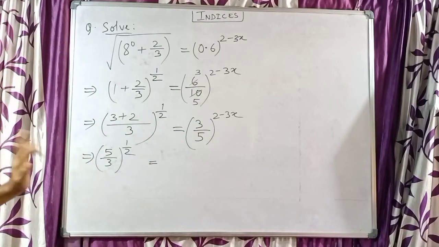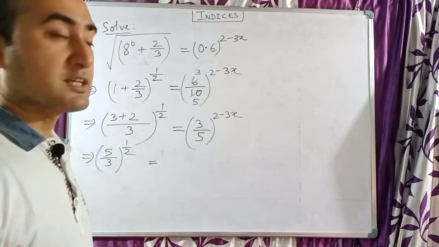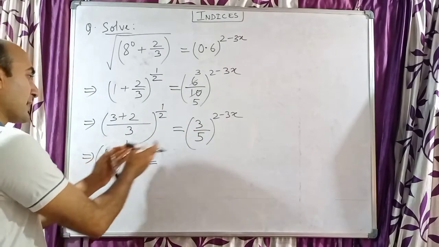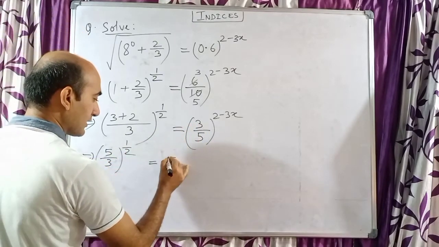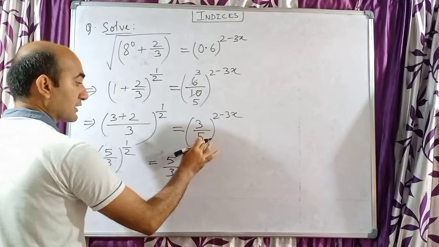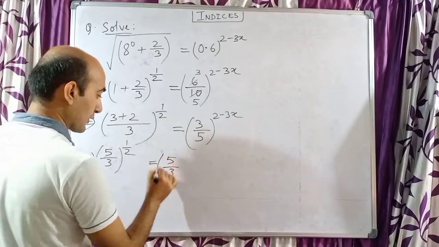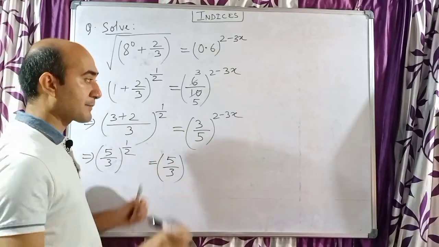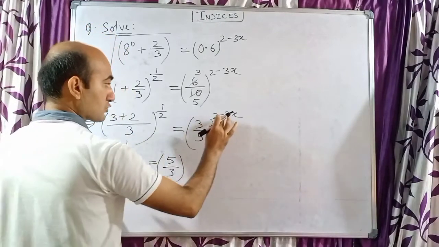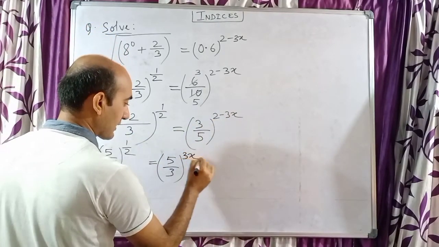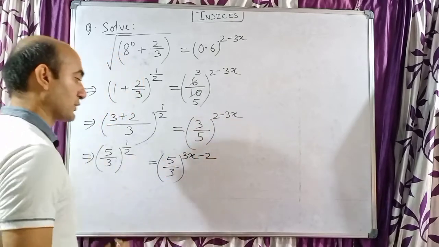Or you can do one more thing. As you can see, children, here our result is 5 by 3, and here my fraction is 3 by 5. So why don't you make this fraction also 5 by 3? When you write 5 by 3, the denominator became numerator and numerator became denominator. When such a thing takes place, as I have told, the plus power will become minus, and minus power will become plus. So this minus 3x will become plus 3x and plus 2x will become minus 2x.